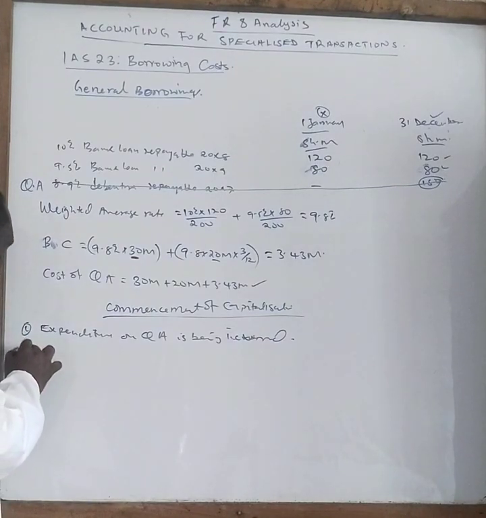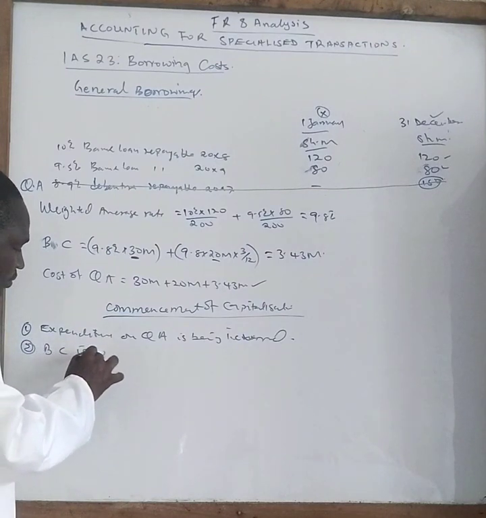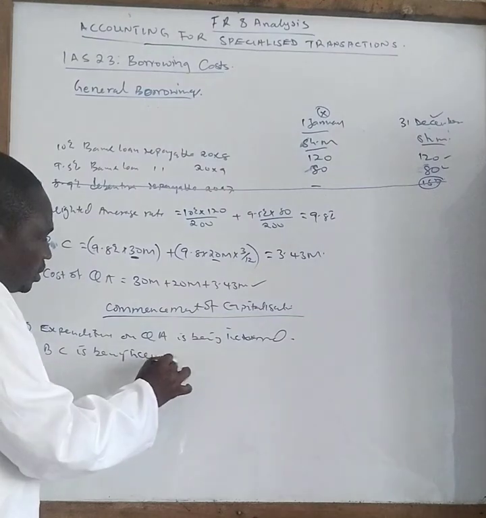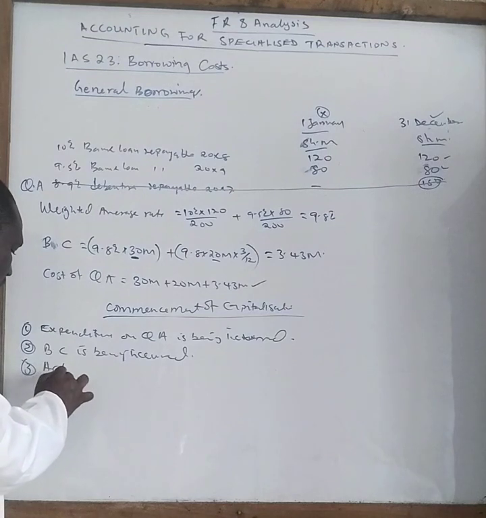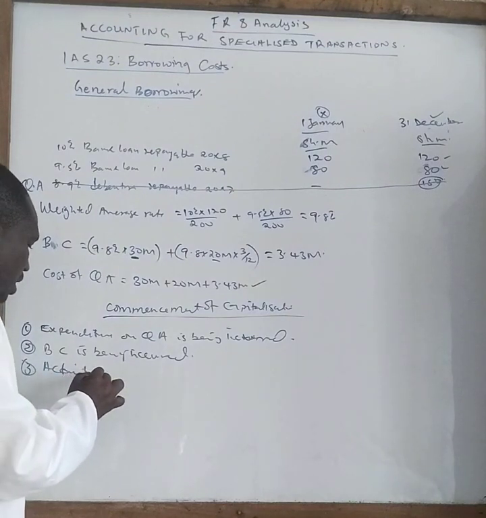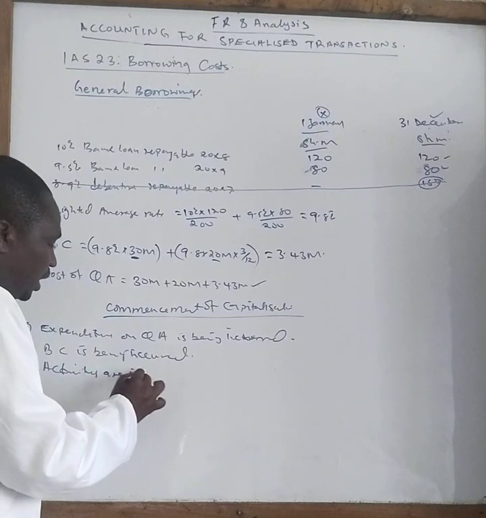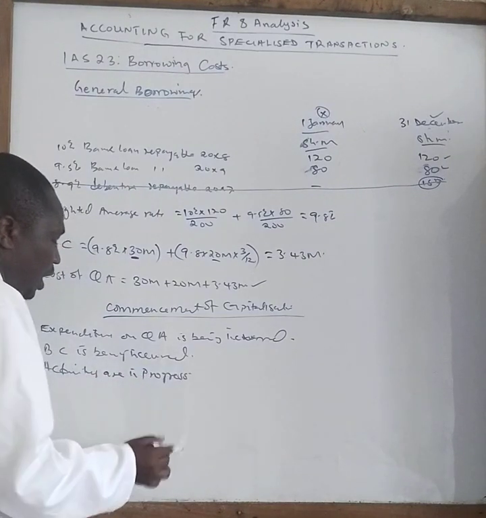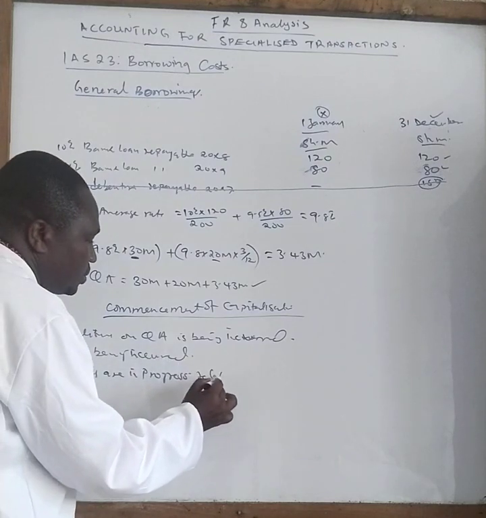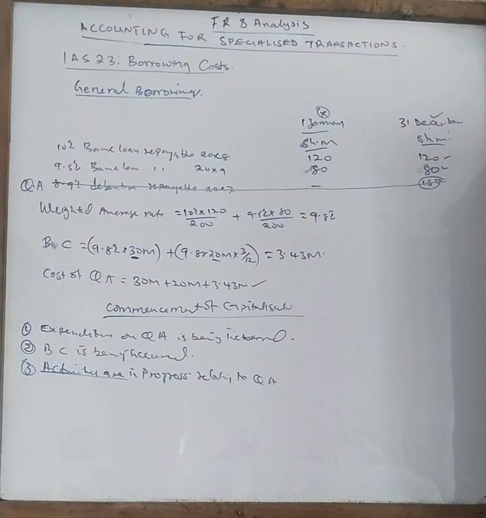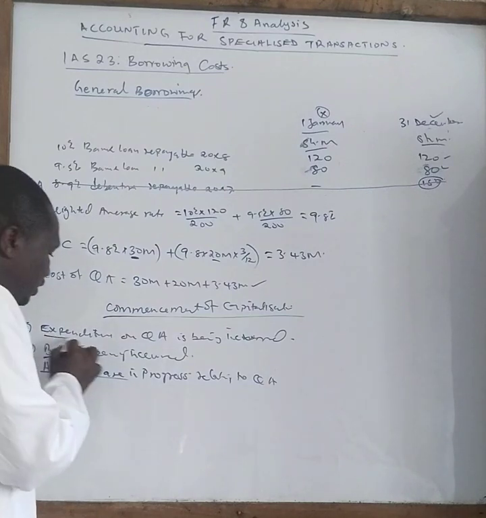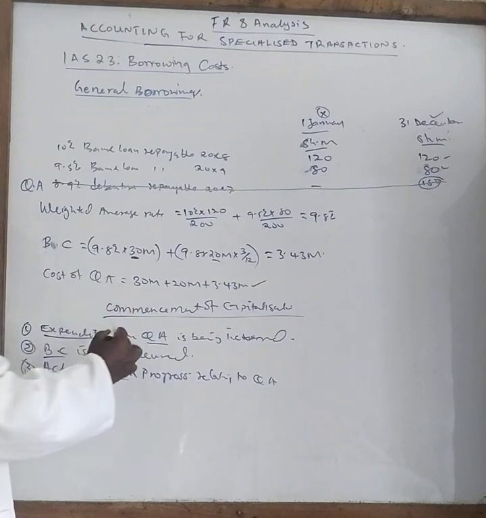Number 2, you have also to prove that the borrowing cost is being incurred. Then number 3, you have also to prove that activities are in progress relating to the qualifying asset. So if you prove that activities are in progress, and that you are incurring the borrowing cost as an entity, and also incurring the expenditure on the qualifying asset, that is the time you can begin to capitalize the asset.